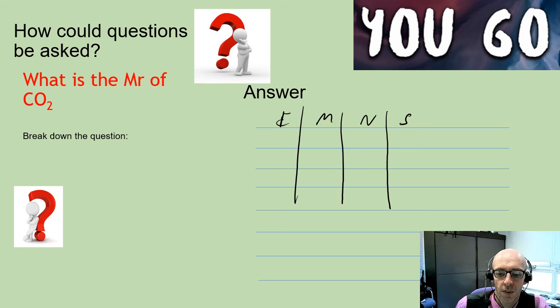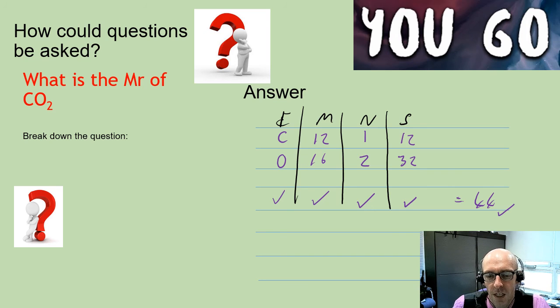Okay, so if you put down C and O, give yourself a mark. If you then correctly got them from the periodic table and got 12 and 16, give yourself a mark. If you wrote down there's 1 of those and 2 of those, give yourself a mark. If you then did 12 and 32, give yourself a mark. And if you then put down that the total was 44, give yourself your 5th mark. And that would mean you're getting this and you understand.